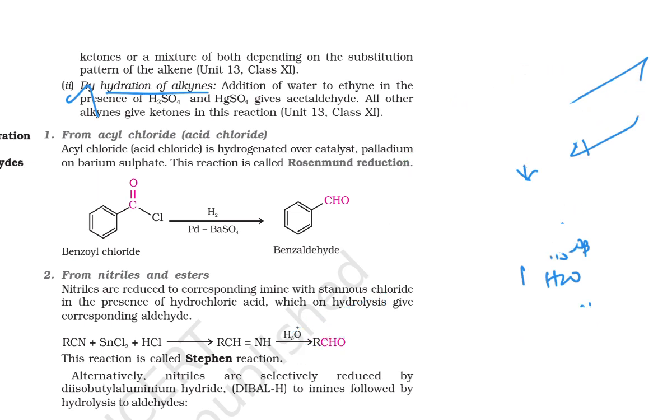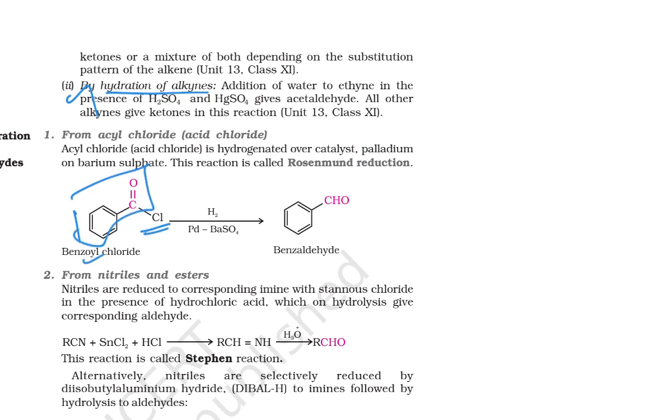Next we are going to discuss the preparation of aldehyde. The first one is your benzoyl chloride. This is benzoyl, and this is chloride, so this is benzoyl chloride. When it undergoes the Rosenmund reduction, if I am not using BaSO4, if I am using only hydrogen and palladium, at that time I am able to get the alcohol.